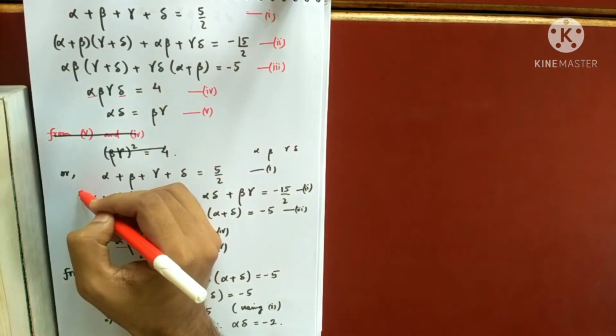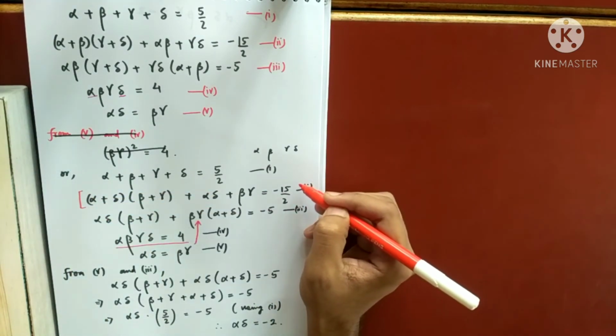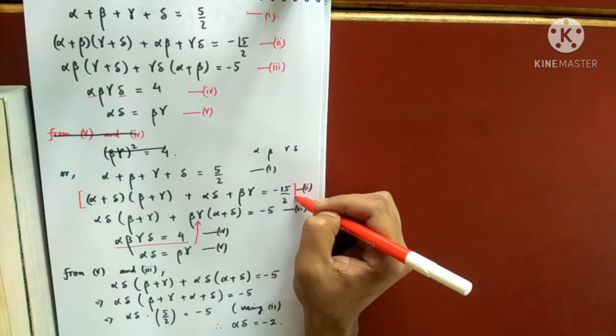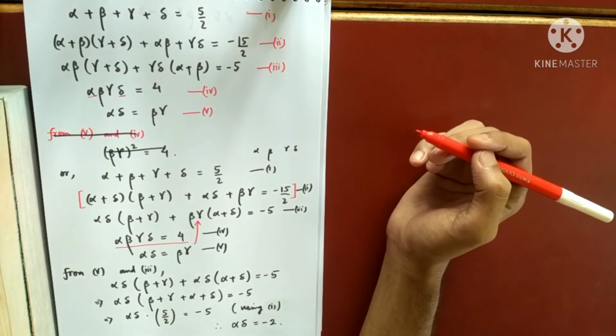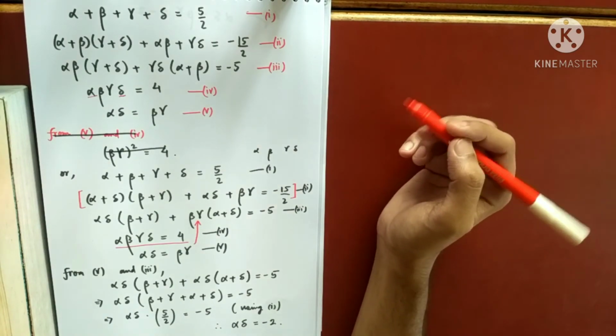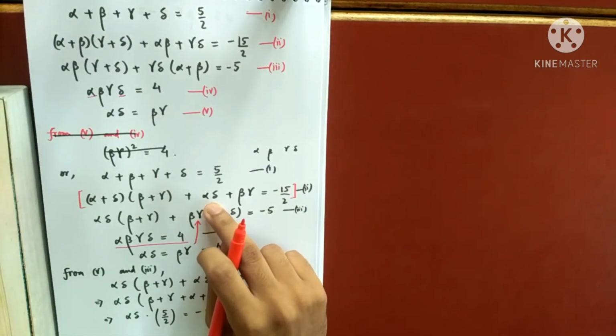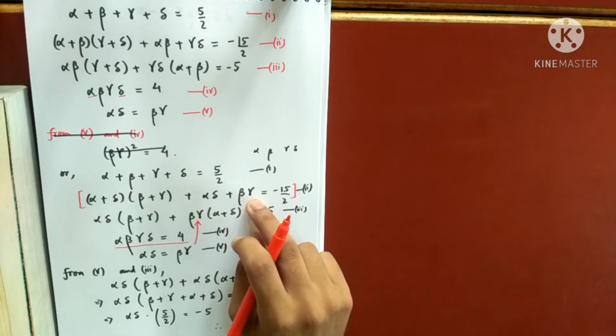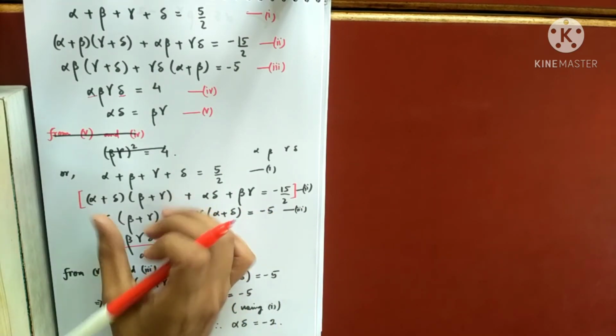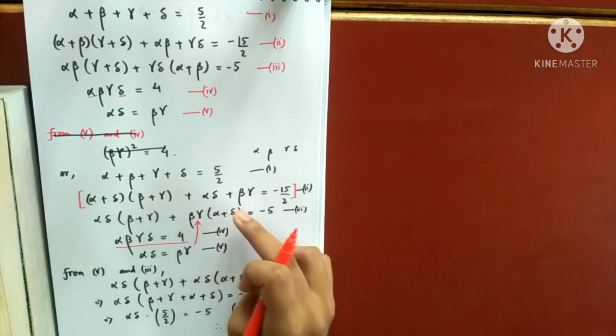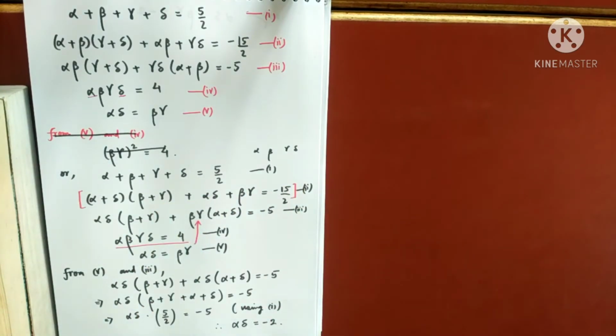Till now I have not used this one. So let's use this one this time. That means instead of alpha delta I will put minus 2, and beta gamma is also minus 2. So I'll get something like this. Alpha plus delta into beta plus gamma is this. So let's do that. From 2, what will I get? Try to understand.